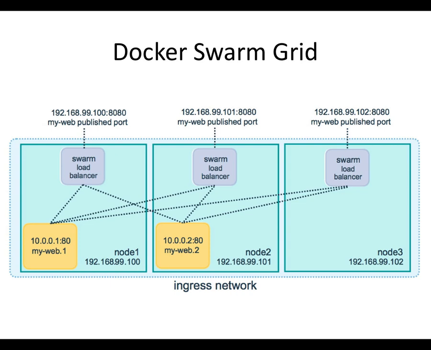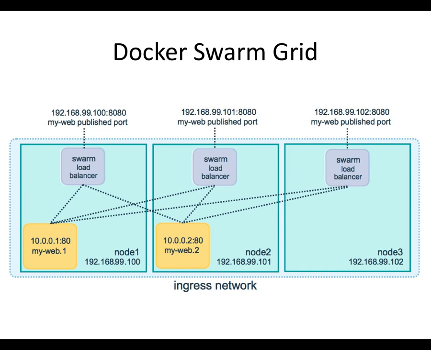I want to expose this Nginx container service to the outside world. So I define a service mapped on port 8080 in this case. And when I define that service, what Swarm will do is it will expose that service port on every single node in the cluster, irrespective of whether or not one of these containers is actually running on the node. It just exposes that port on all of the nodes.